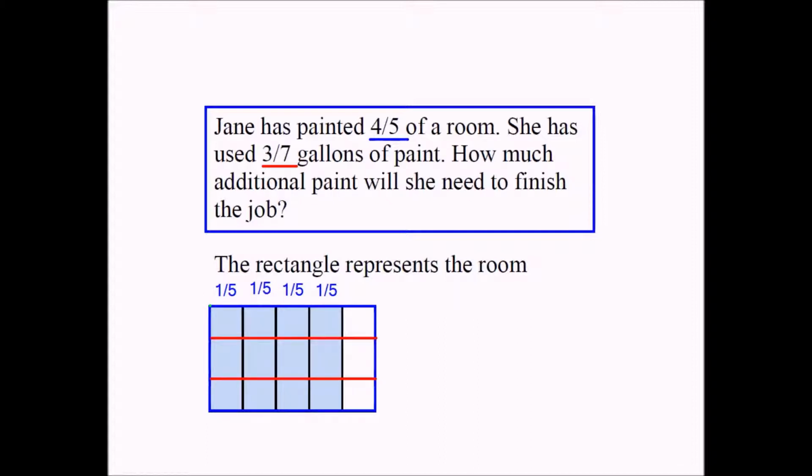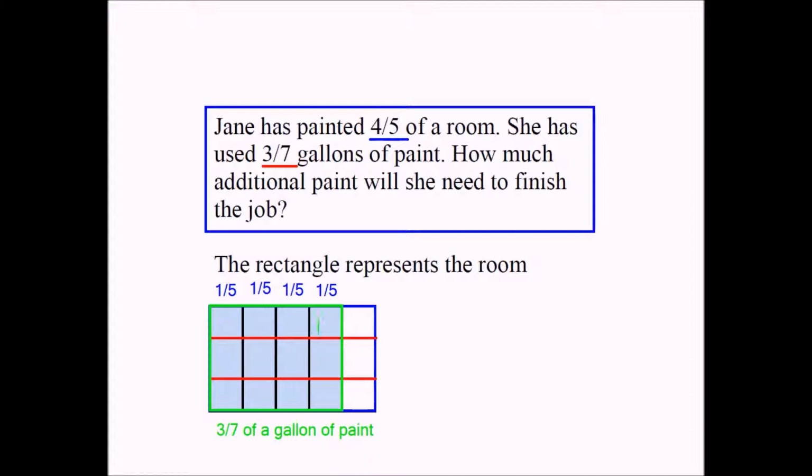Now this area in green is 3/7 of a gallon of paint, because that's what she used to paint 4/5 of our house. If this is 3/7, I'm only talking about the blue shading, the area inside the green rectangle.